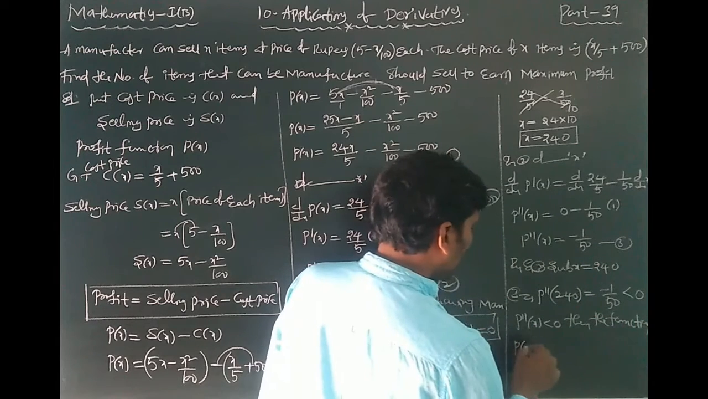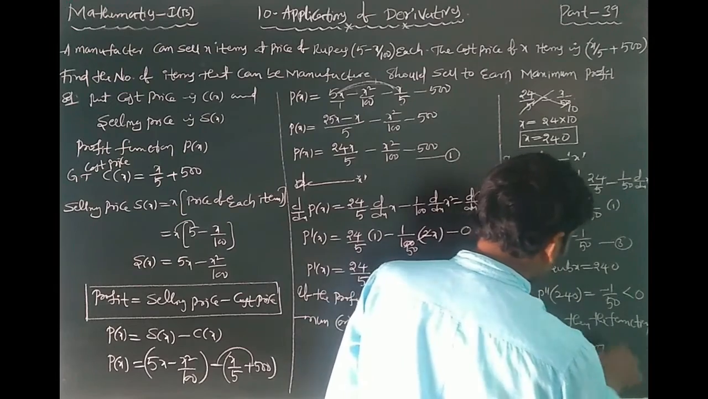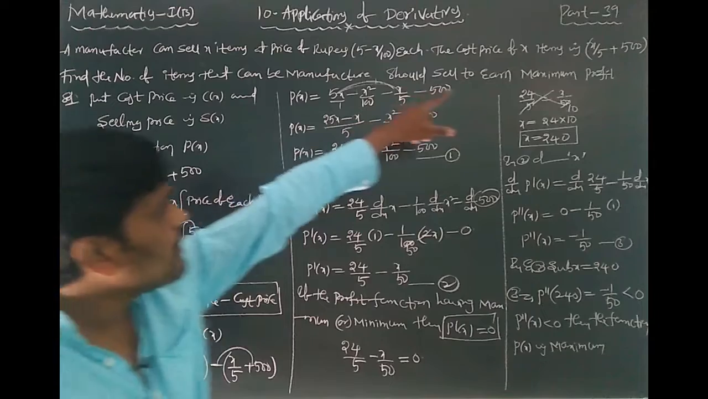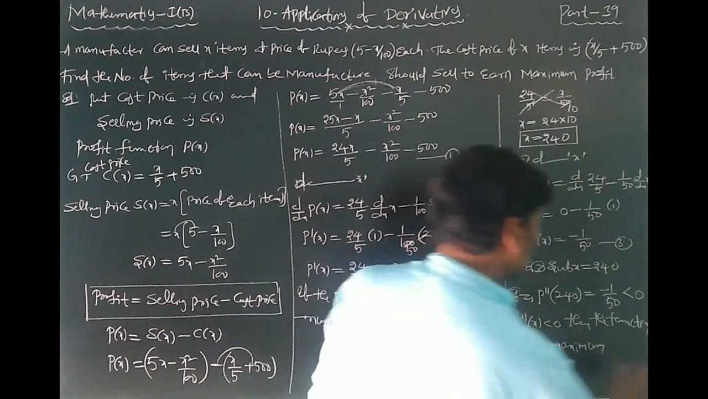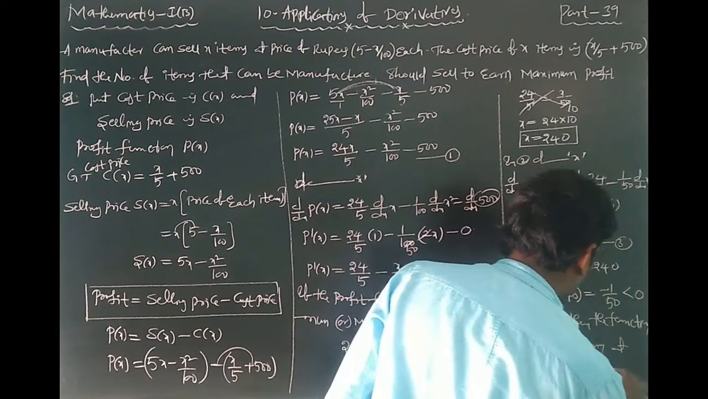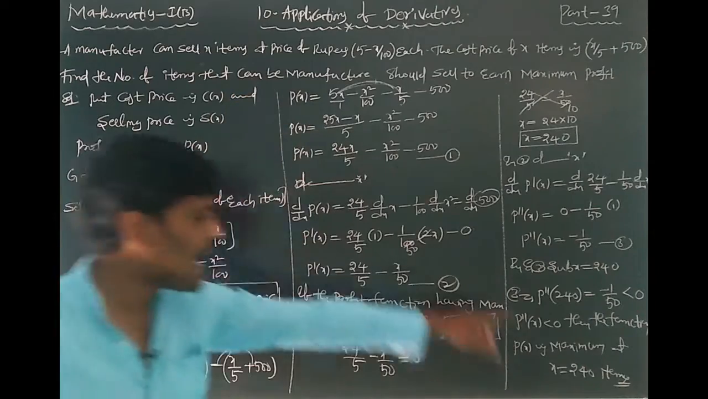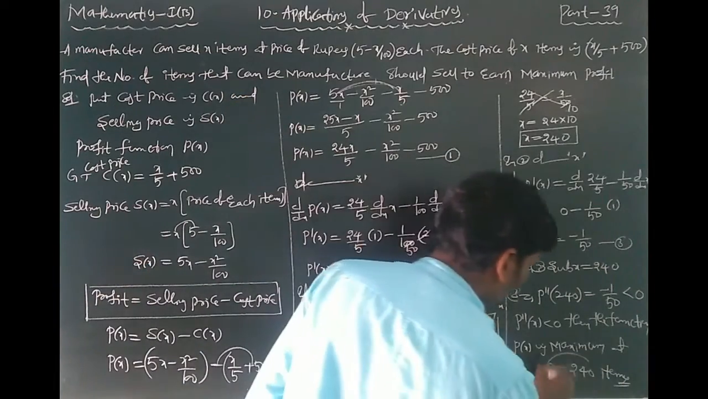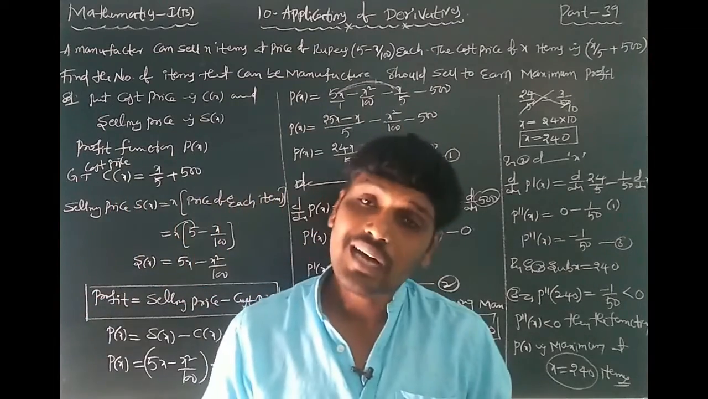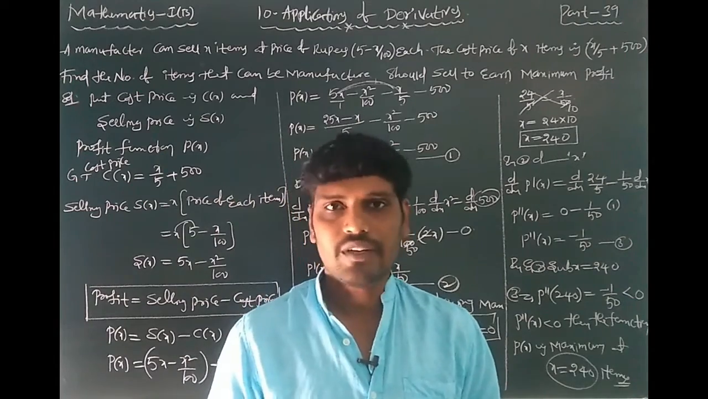Then the function P of x is maximum, and the profit function is maximum at x equal to 240 items. Here you can manufacture 240 items, and you get the maximum profit. Understood or not?